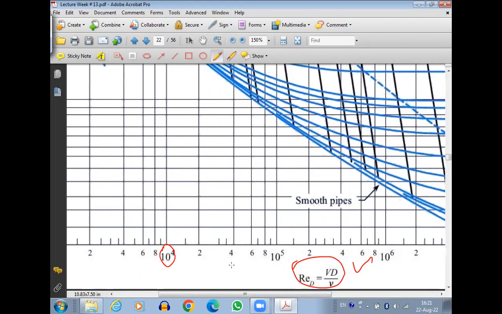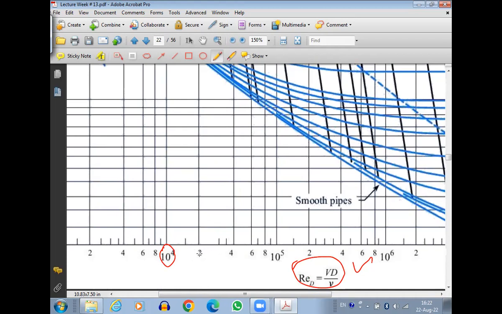This is log. Okay, then the values are like this: 10 to the power 4, 10 to the power 5, 10 to the power 6. All the x-axis values are mentioned in the form of 10 raised to a power. So this is known as a log diagram, because on the x-axis the values are not linear. The values are logarithmic. So if the value here is 10 to the power 4, that means 1 into 10 to the power 4. Then this is 2.